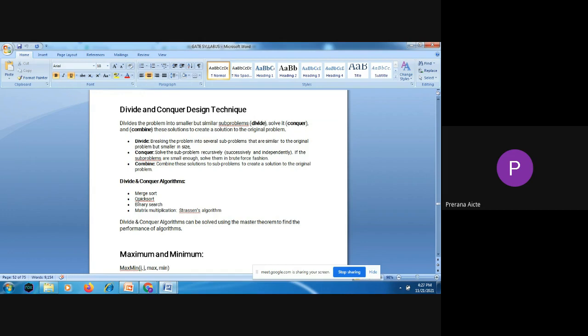So all these applications follow the divide and conquer technique: merge sort, quick sort, binary search, and matrix multiplication. Normally matrix multiplication requires order of n cube, that means it consists of 8 multiplications.